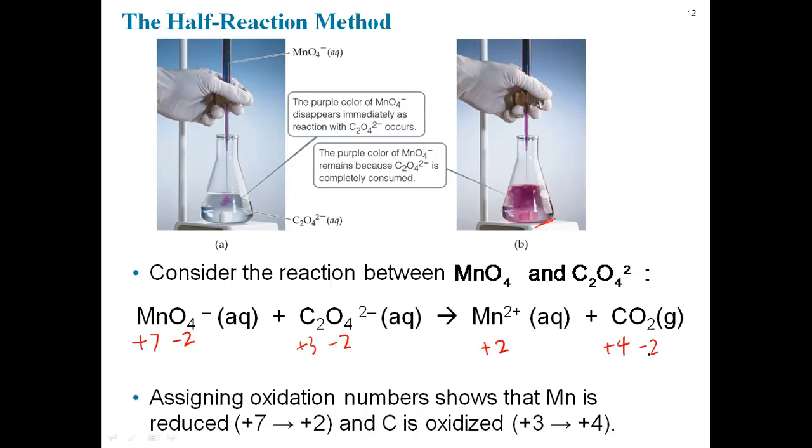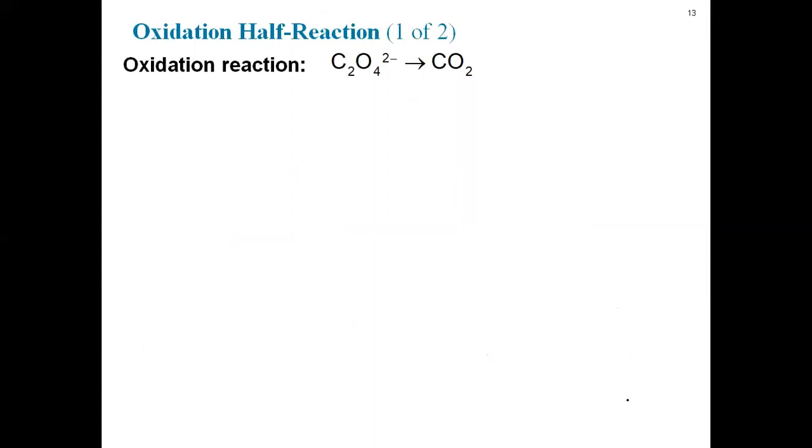So once you get the numbers, you know what happened to the Mn. Mn has been reduced because the number goes from +7 to +2. Carbon has been oxidized because carbon's number changed from +3 to +4. Therefore, this is the oxidation half reaction for the C2O4 negative.